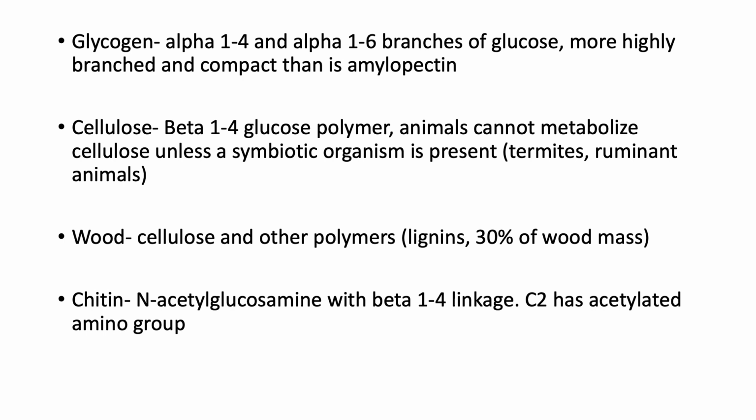Animals cannot metabolize cellulose unless you have a symbiotic organism, such as termites or ruminant animals, which have the ability to break down cellulose into its component glucose molecules. Wood is cellulose with other polymers such as lignins. 30% of the wood mass consists of that entity. Chitin is N-acetylglucosamine with beta-1,4 linkage, and the C2 has an acetylated amino group.